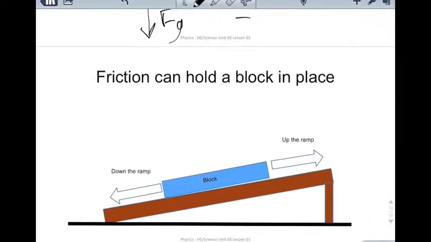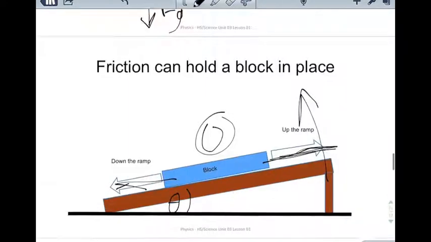Now, friction can actually be used to hold a block in place. And if you look at it, if we put a block on a ramp, the block doesn't always move down the ramp. Sometimes it moves down the ramp. If you have something kind of pulling it this other way, it can move up the ramp. Sometimes it just stays in place or at rest. So that depends on a couple of things. So friction being one of them, but also this angle of the ramp itself. If you take this and you move it up, it's more likely to move.